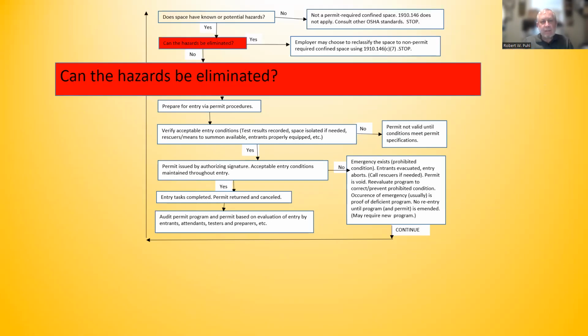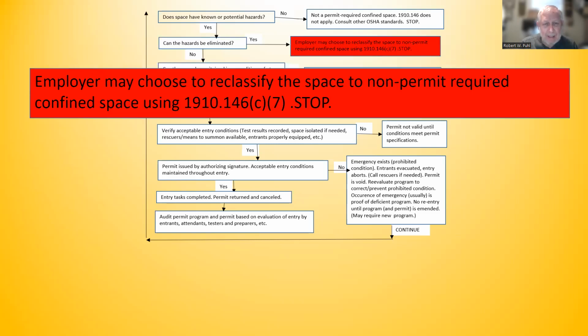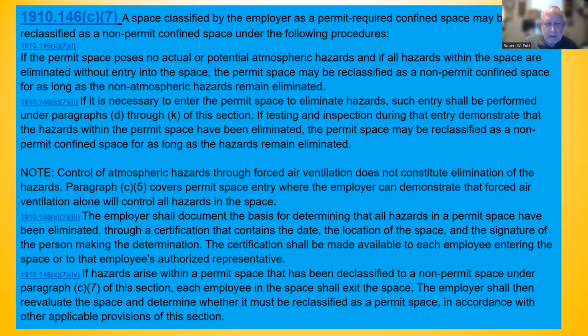Can the hazards be eliminated? If you say yes, an employer may choose to reclassify the space to non-permit using 1910.146(c)(7), and that is if a permit space poses no actual or potential atmospheric hazards, and if all hazards within the space are eliminated without entry into the space, the permit space may be reclassified as a non-permit confined space for as long as the non-atmospheric hazards remain eliminated.